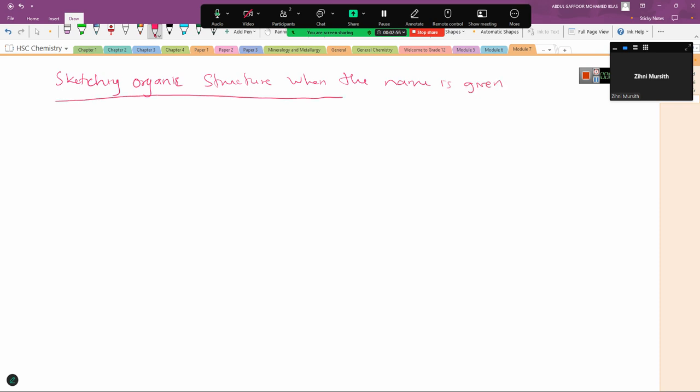Okay, I have WhatsApped you. Received it. So the final topic on nomenclature is to write down the structure, or to sketch the structure, when the organic nomenclature is given. So sketching organic structure when the name is given, the vice versa of what we have studied so far. I am going to give a name now.